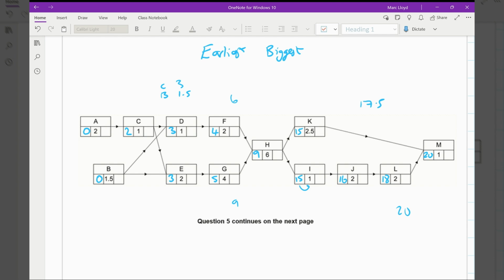Now, the latest time we want to finish this, if it's all going to be on time, is 21. 20 plus 1 is 21. And then we work backwards. So 21 take away 1 is 20.